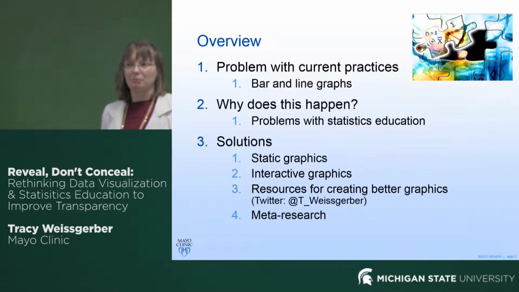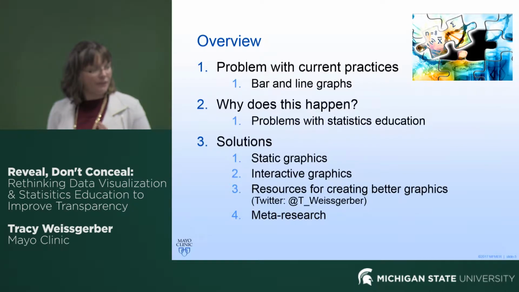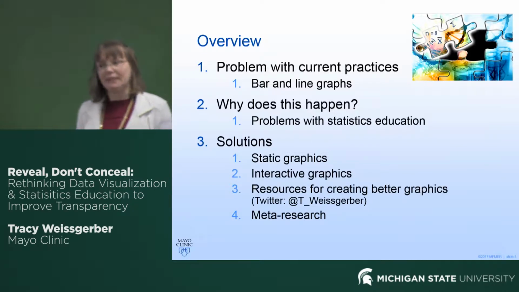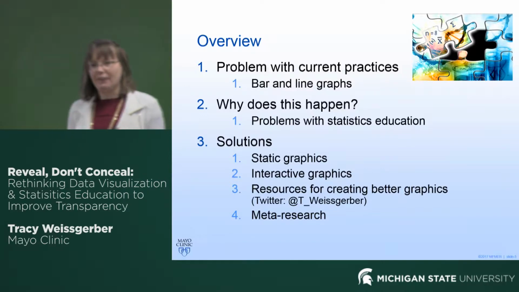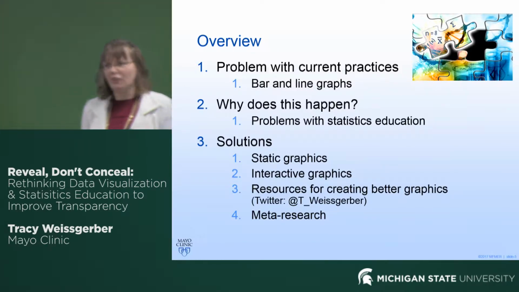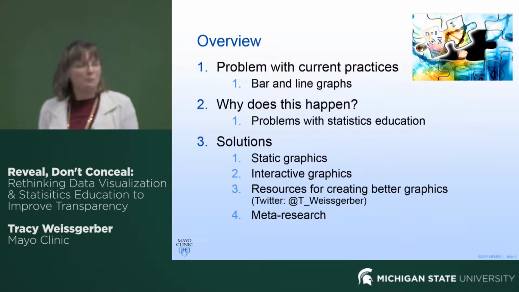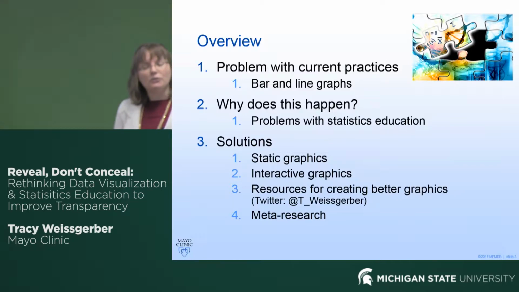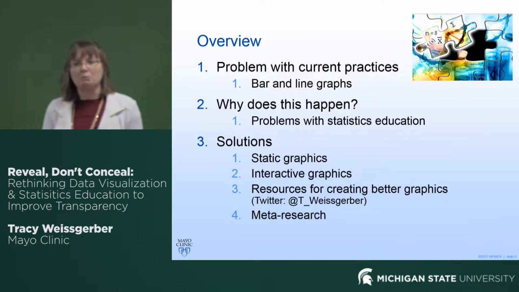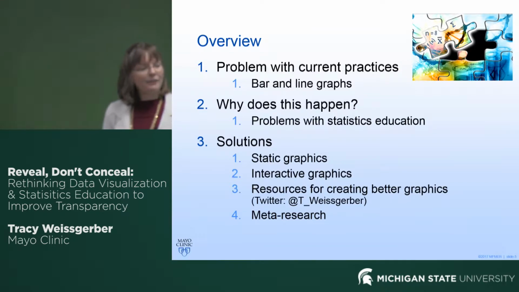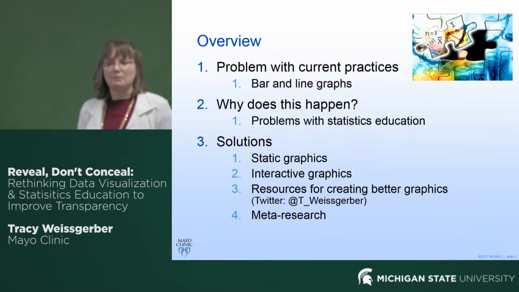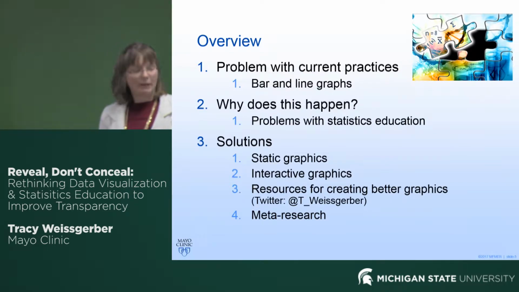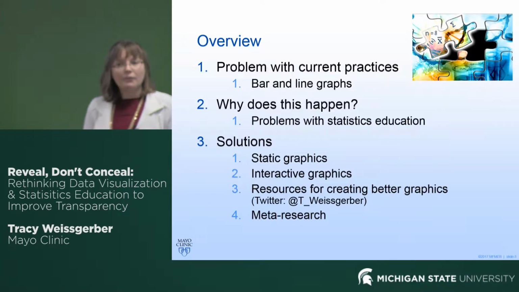So how did we get to a place where the type of figures that basic scientists use as standard practice are things that our statisticians would say really just aren't appropriate at all for the type of data that we use them for? And I'll talk a little bit about some education so that the new generation of scientists comes in with better skills and better understanding. And I'll spend the last half of the talk focusing on solutions.